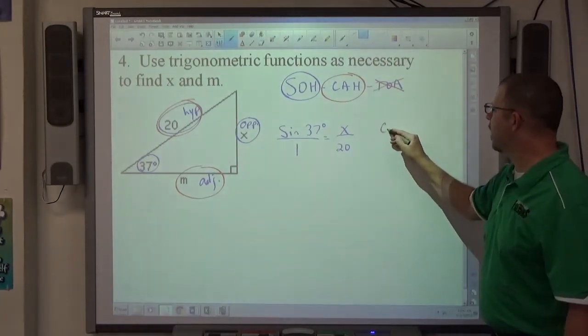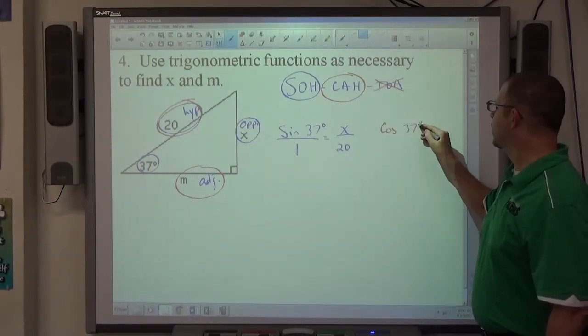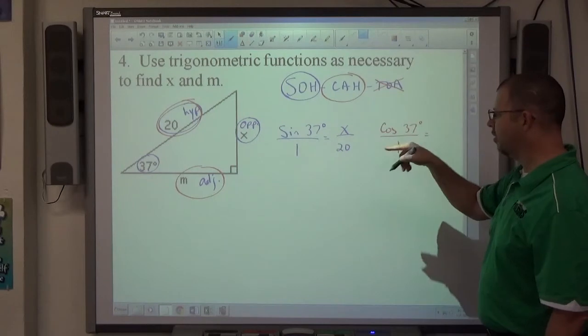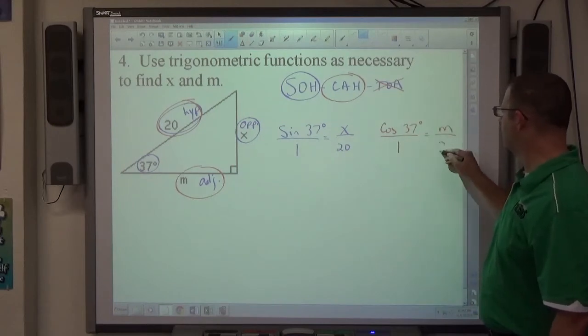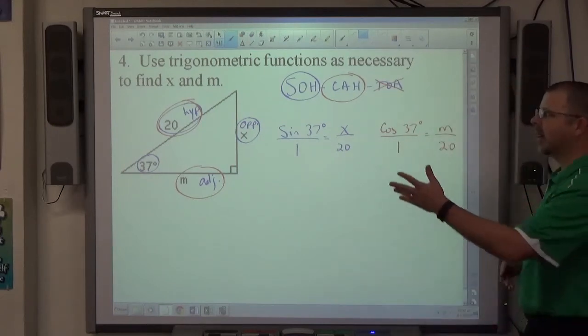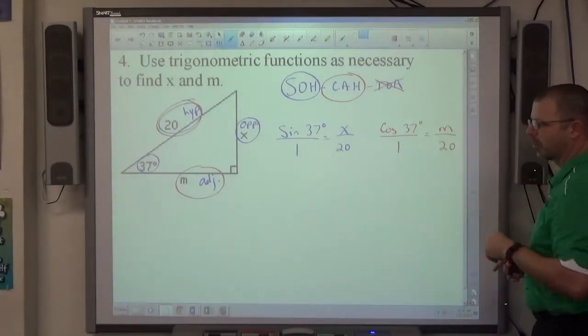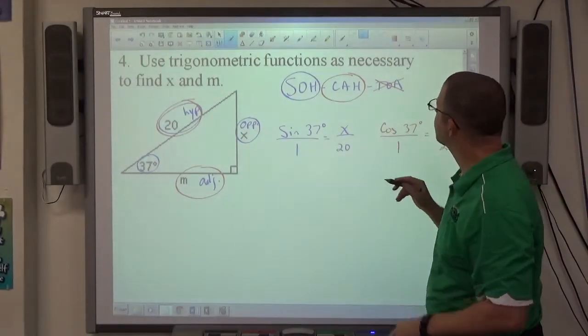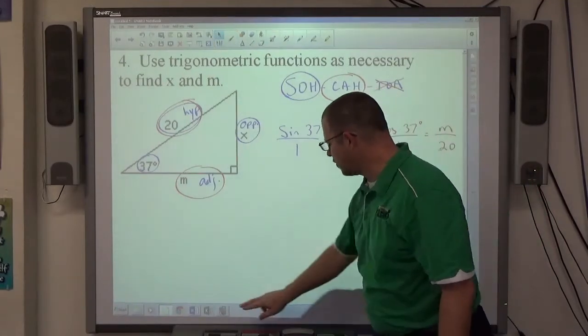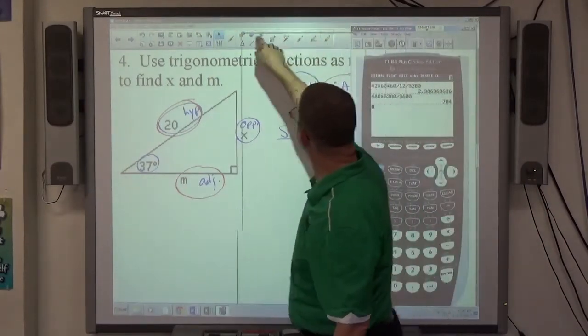CAH means cosine of the angle measure we're working with over 1 equals the adjacent measure m over the hypotenuse 20. So what we're creating out of these is just proportions. The over 1 is understood just to create a nice looking proportion. Cross multiply is happening. And I don't know what the sine or cosine of 37 is, but my calculator does.